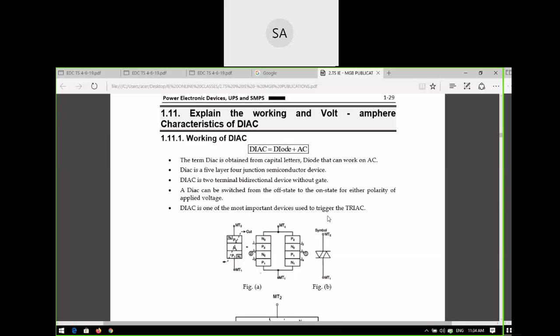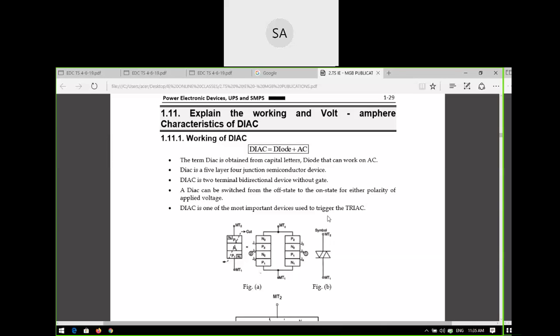If you see the DIAC, the name is diode plus AC, so it has two terms. That means its function is like a diode, and it behaves in AC circuits only. It works on AC, and basically it is a five layer, four junction semiconductor device.